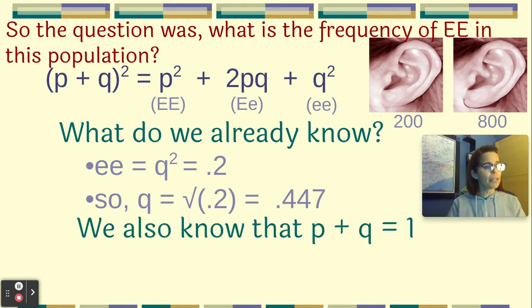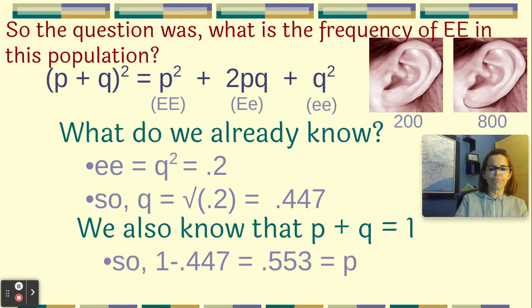Then we know that P plus Q equals 1. So we do 1 minus the Q that we just figured out, which was 0.447. And that gives us the P. And now we just plug it into the equation.